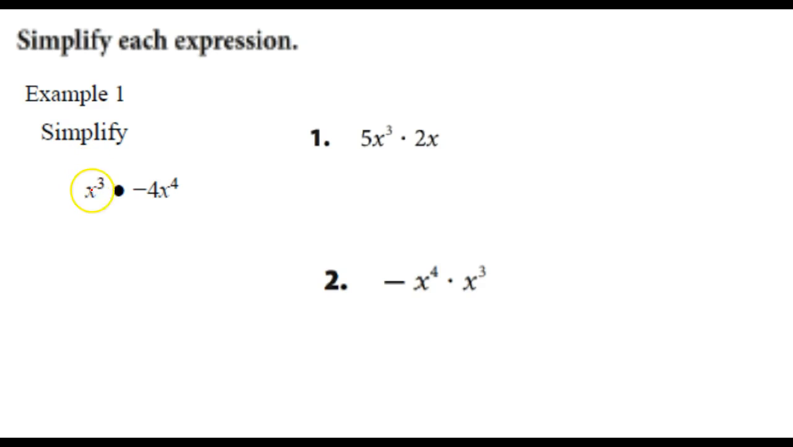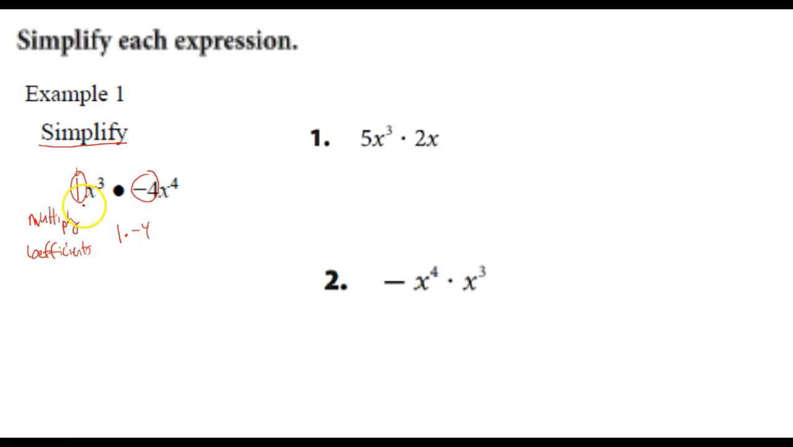Here you have x to the third times negative 4x to the fourth. Before I begin solving this out, I just want to say that there is a coefficient here, though there doesn't seem to be. There is a 1 there, because there's 1 x to the third power, just like there's negative 4 x to the fourth powers here. What you're going to do to simplify is multiply your coefficients, which are the numbers to the left of your variables. So 1 times negative 4.